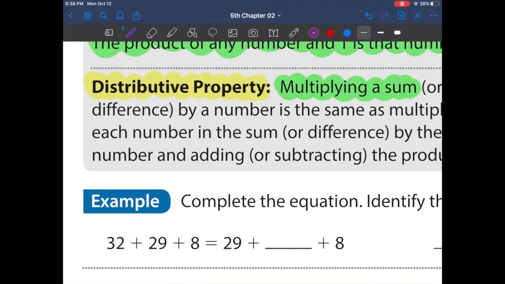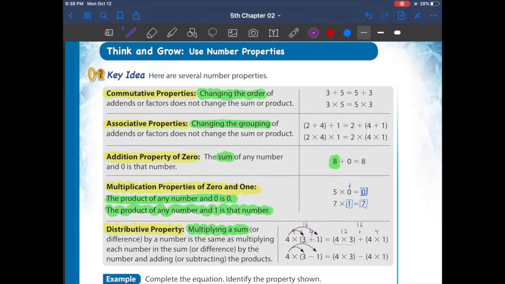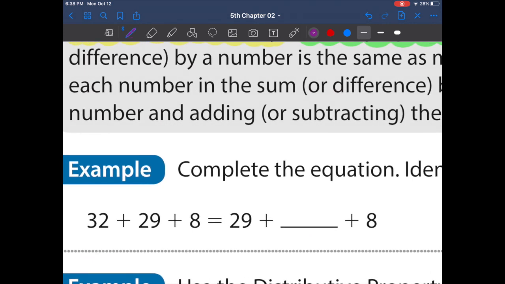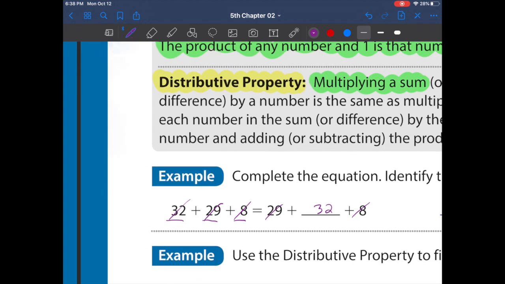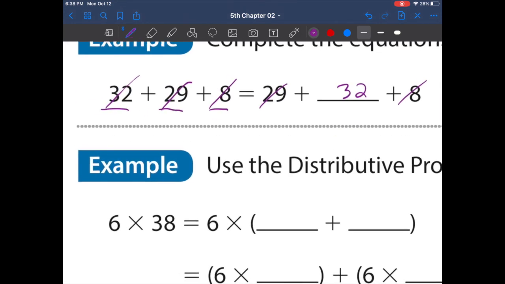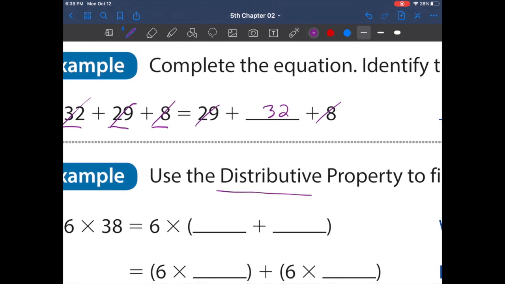So in this first example, we're going to be talking about the commutative property, right? The commutative property says we can change the order. So let's see, what is the order right now? We have 32 plus 29 plus 8. It should be the exact same thing as 29, 8, and what would go here right in the middle would be 32. That would get us the exact same answer. So that is the commutative property.